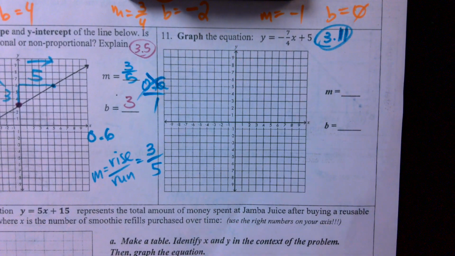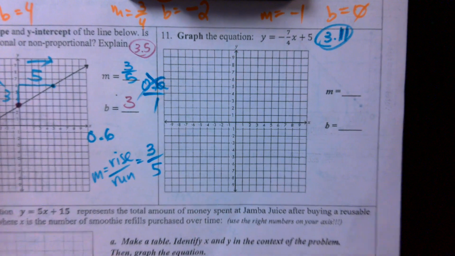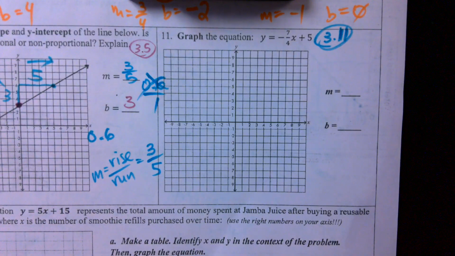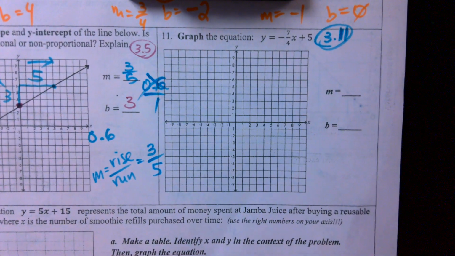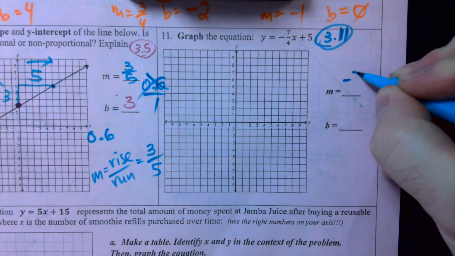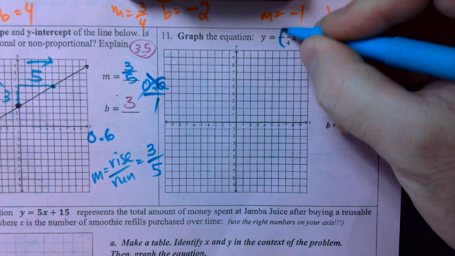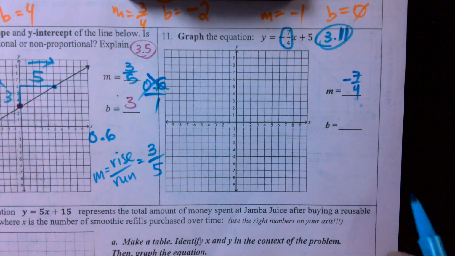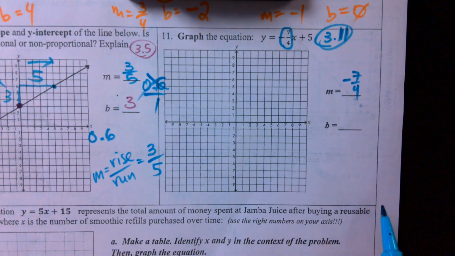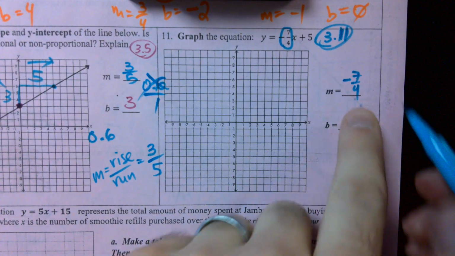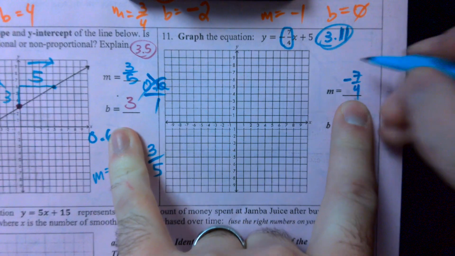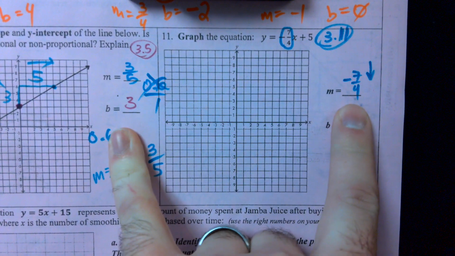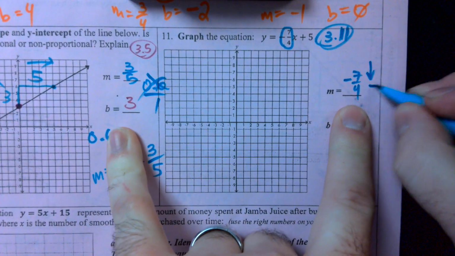First thing I need to do if I want to graph this is I need to basically do the reverse of what we did in number 10. I got to find my M and my B. Based on this equation, what is my M? Negative 7 over 4. And again, if my slope is negative, should I put that negative on the top of my fraction or the bottom? The top. Because this negative 7 tells me I'm rising what direction? Down. What direction should I run? Right, always.